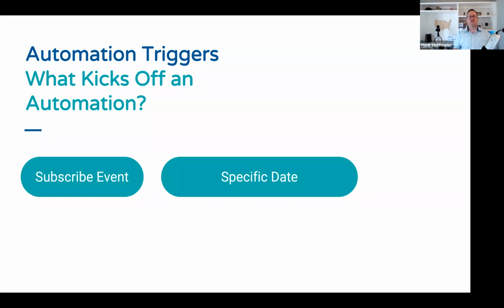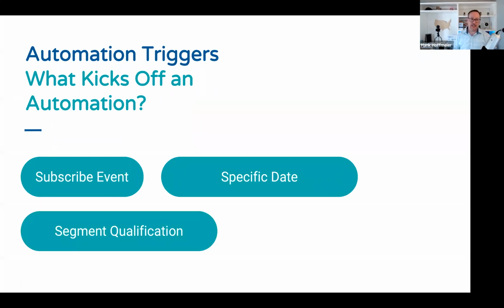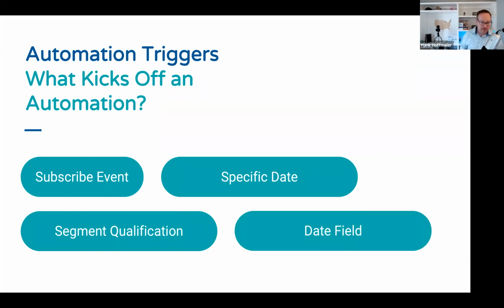You can use a specific date. Maybe you have an event coming up and it's a webinar like today's webinar. We can trigger an automation series based on that date. If somebody qualifies for a segment, maybe they make a purchase of over $50, we can go ahead and start a sequence there. Or maybe it's somebody who hasn't opened an email for me in 6 months. They've received more than 10 emails and haven't opened in 6 months. That's something that can trigger an automation series.